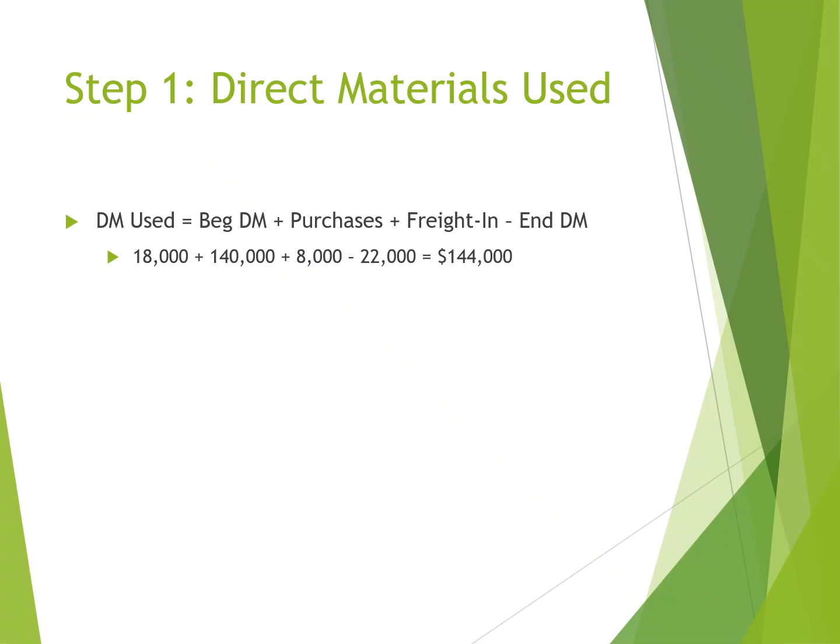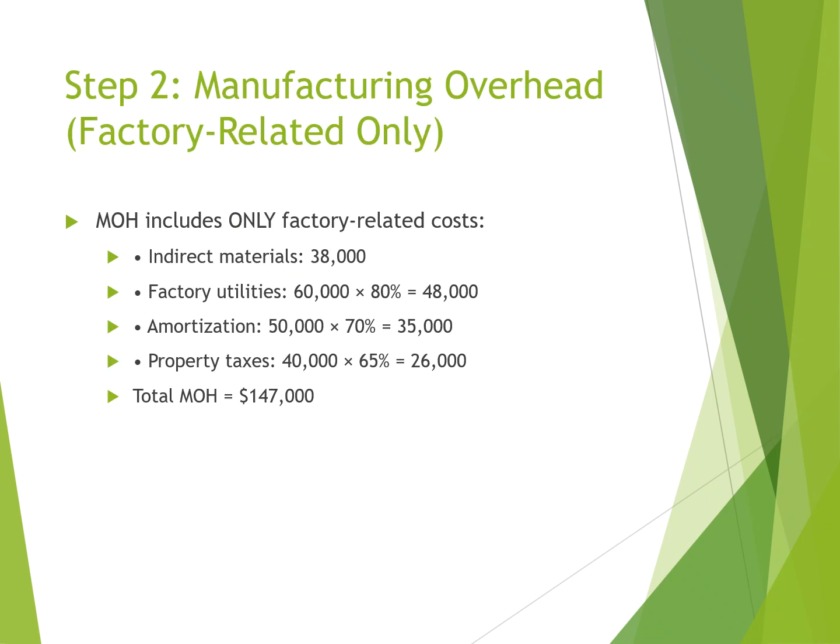Okay, biggest beginner mistake right here. Freight in always goes with direct materials. So here's the formula: beginning DM plus purchases, plus freight in, then minus ending DM. That will give you direct materials used. For our problem, that gives us $144,000.